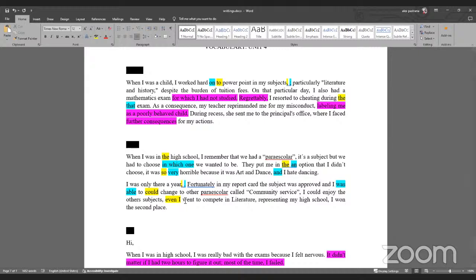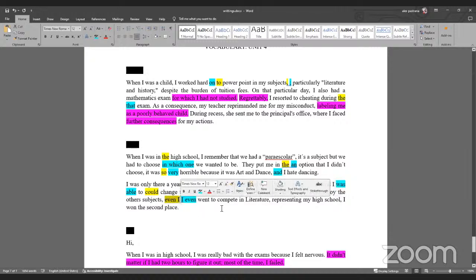Incluso fui. Incluso fui a competir o yo. If we start with the pronoun. Misma palabrita. Incluso. I even. In English, it's more common to use it this way. Pequeñas cositas que son más comunes. Remember, this isn't wrong. Even I went to compete in literature.